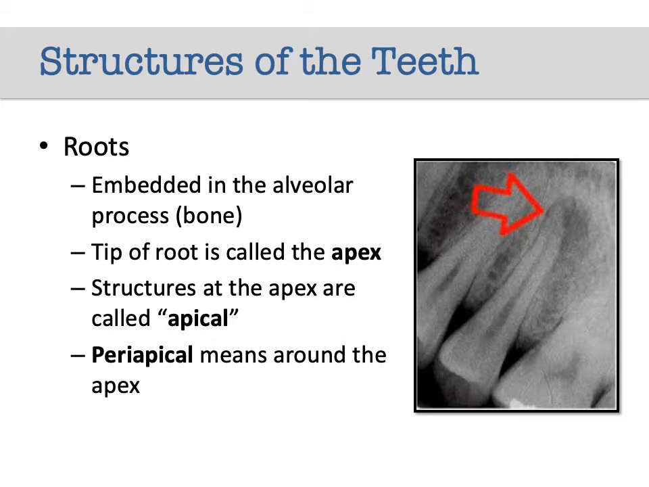In this photo, which is an x-ray, you'll see a dark, circular section around the apex of the root. That's what we call a periapical abscess. It's a little bit of infection around the apex of that tooth. It is an abscess, but we call it periapical because it's around the apex.